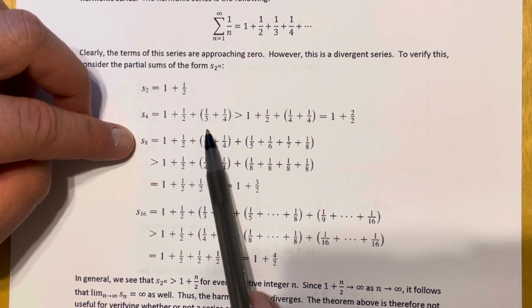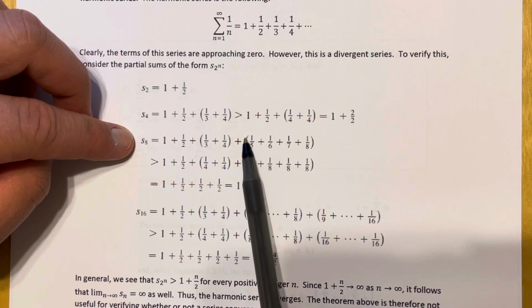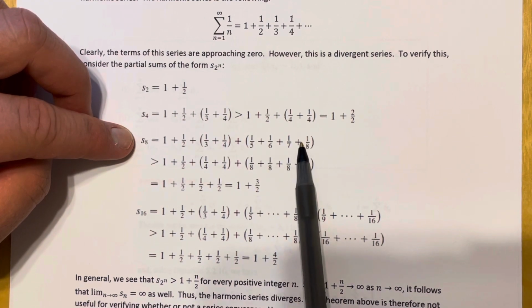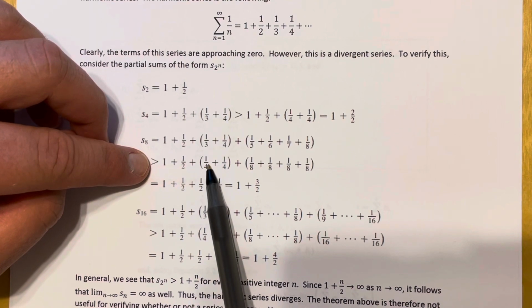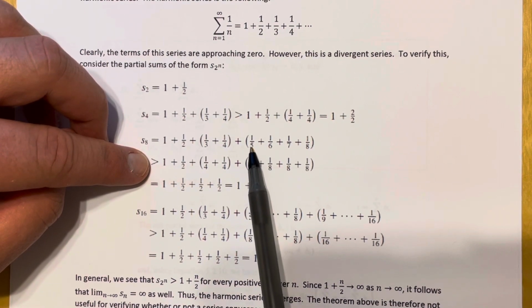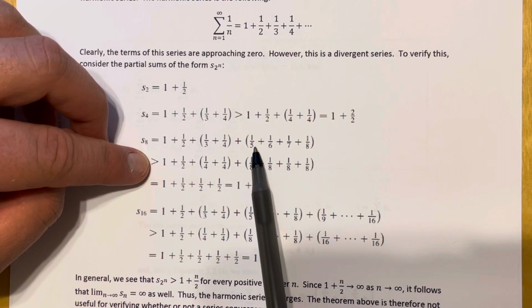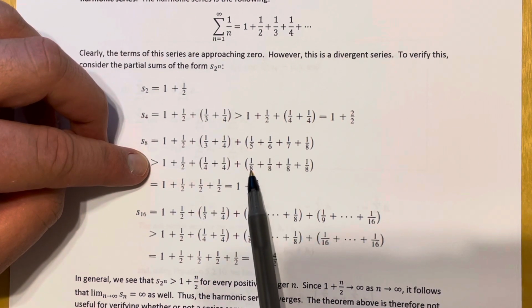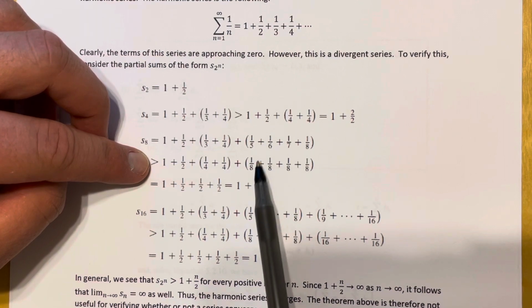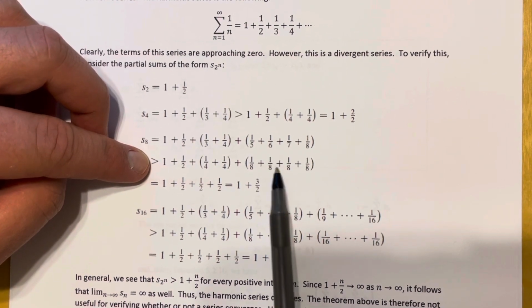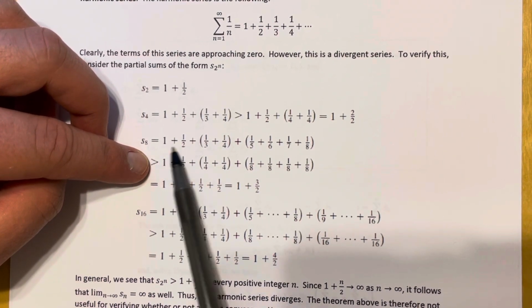And as before, I'm going to group up these 2 terms, and then I'm going to group up these 4 terms here. So notice if I replace that 1/3 with a 1/4 again, I've replaced it with a smaller number. And then if I replace my 1/5, 1/6, 1/7, all with 1/8, all of those are smaller than the terms I put in there as replacements for. So this sum has to be less than this sum.